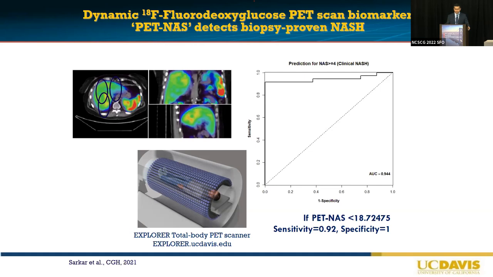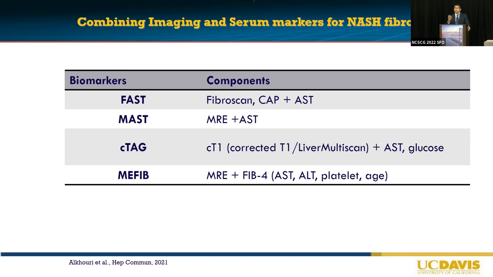And then, of course, there is an interest in the field to combine imaging and serum-based markers for NASH fibrosis. This is a lot of work from Dr. Nuruddin Naim Al-Khoury and also from Dr. Lumba's group. They show that when you combine FibroScan, CAP-AST, you get the FAST score; then you have the MAST score, which is the MRE and the AST; and then the CTAG, the corrected T1, which is the liver multiscan with the actual AST; and of course the MEFIB.